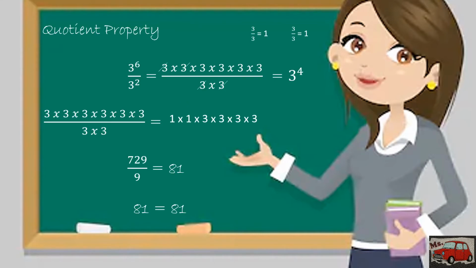Quotient property. From the word itself, quotient, it involves division. So, we have here 3 raised to 6 divided by 3 squared. If we write 3 raised to 6, we multiply 3 by itself 6 times. The 3 squared, 2 times. So, you'll notice, puro 3.